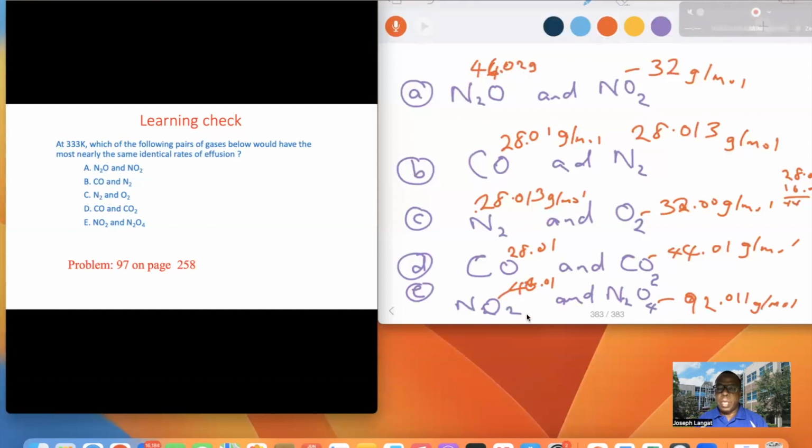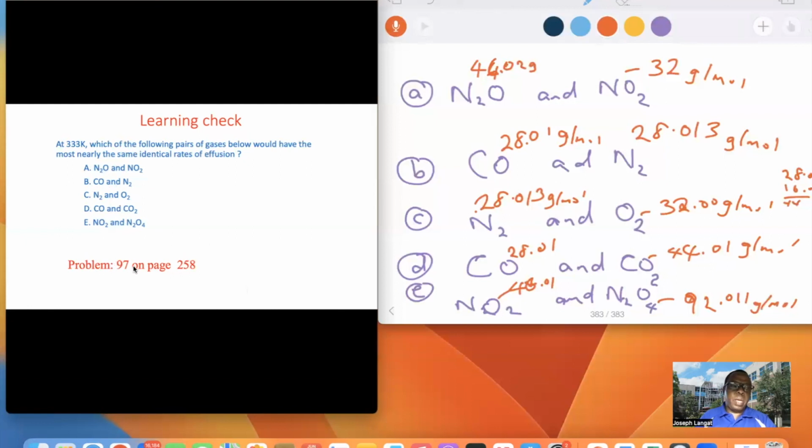The point here is the molar masses. What I have here are the molar masses of each one of them. To make a conclusion on this question, you have to look at which pair has almost the same molar masses so that they will move at the same speed. If I look at B, this is 28, and the correct answer is B. The others have varying molar masses, which means they will have different speeds.